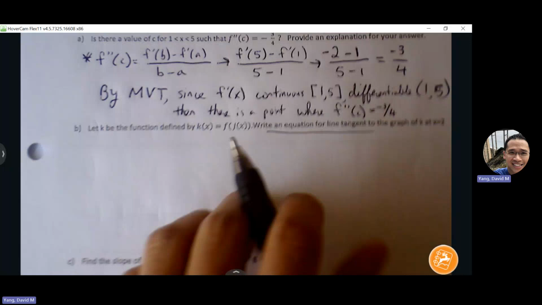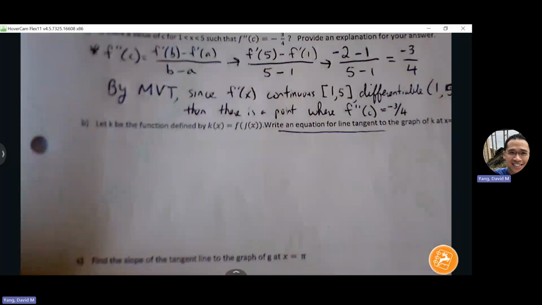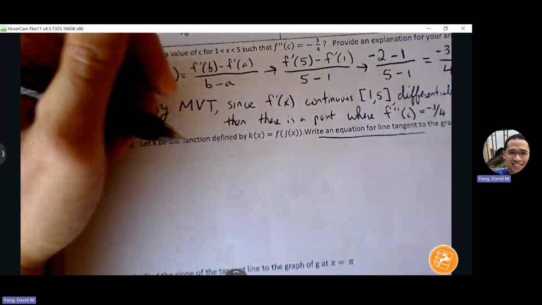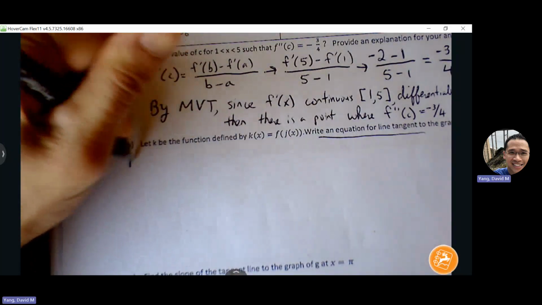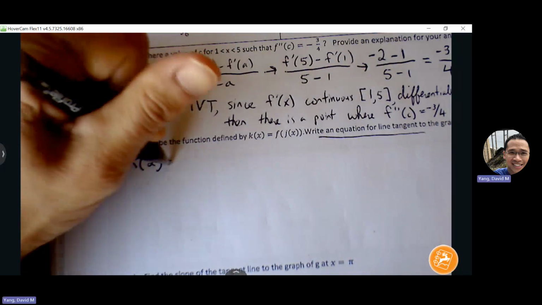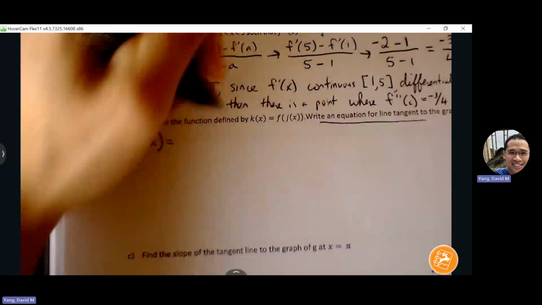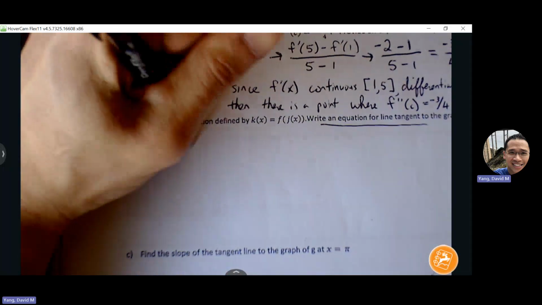We can find the slope from the derivative. Let's find the point first. That might be a little bit easier. So we want to find k of 2. We know the x value is 2. So I'm just going to put it into the formula here. k of 2 is defined as f of j of x. So f of j of 2.